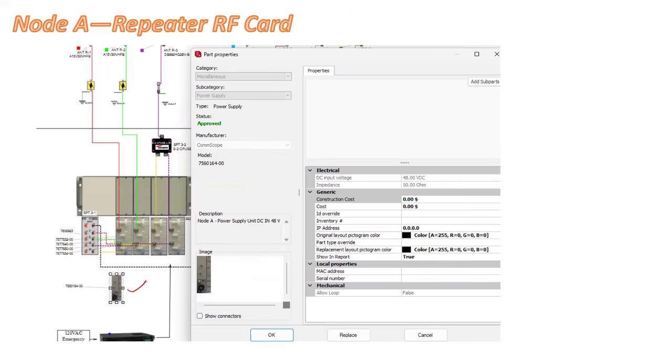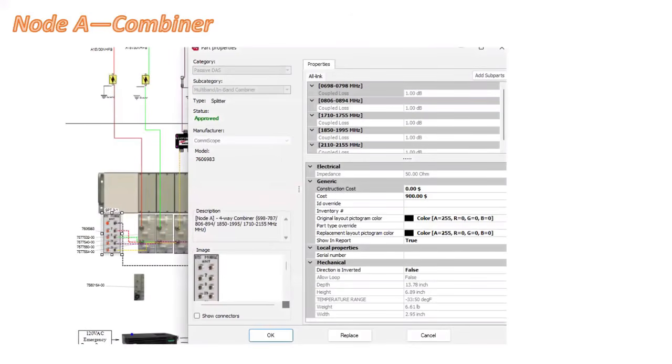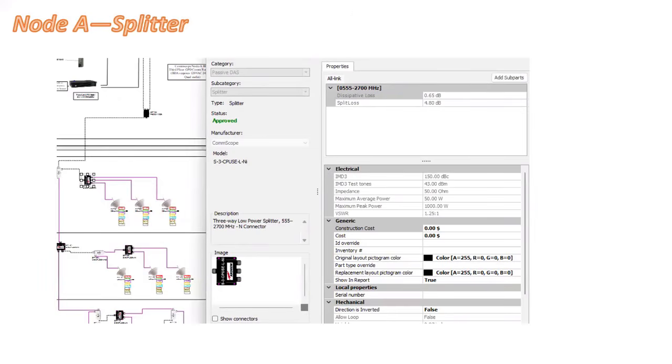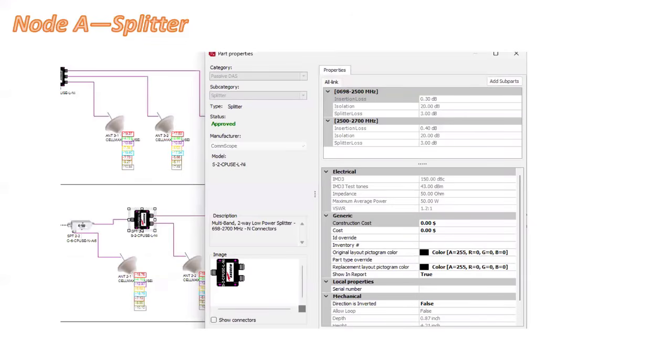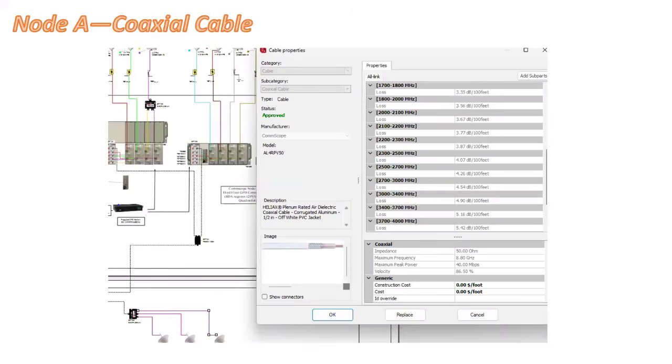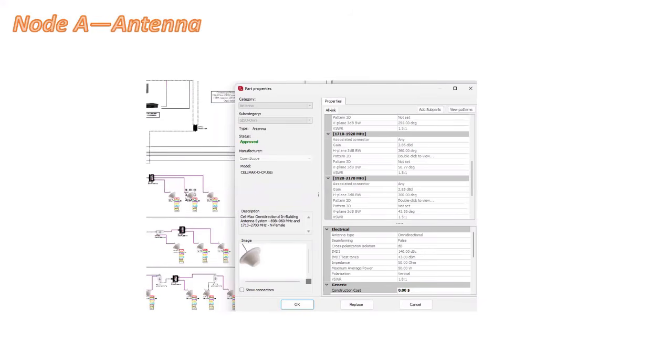So here we have this power supply and all these RF cards, which are then combined with the help of a combiner. You can see here a 4-way combiner, right? After combining, these signals will go to a splitter, and from the splitter, those signals will go to the antennas. You can see here, those signals will go to antennas. Here they are using a CellMax antenna, and this is an omnidirectional antenna.